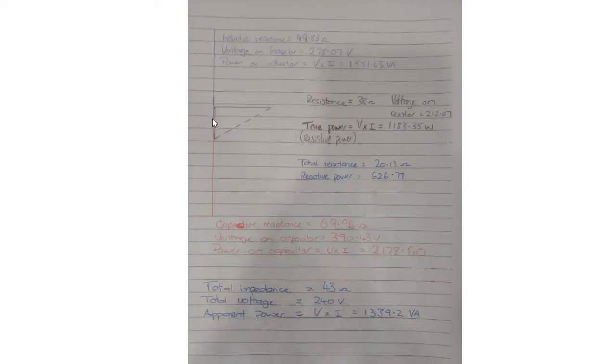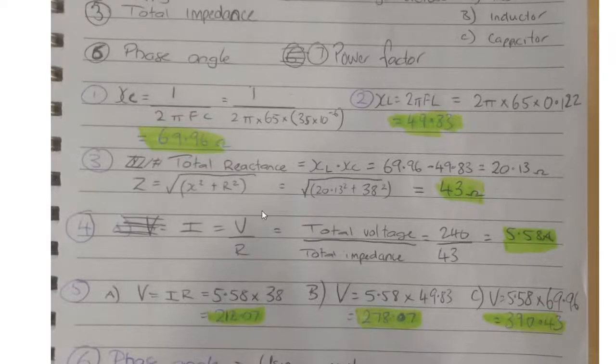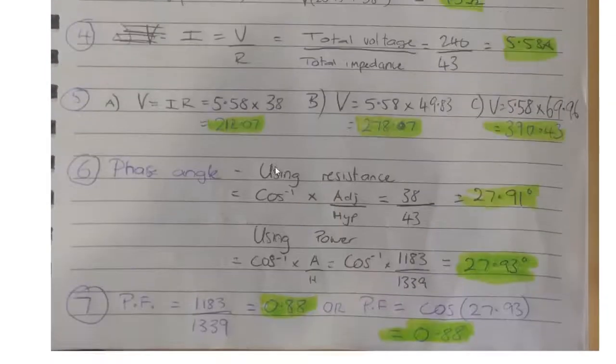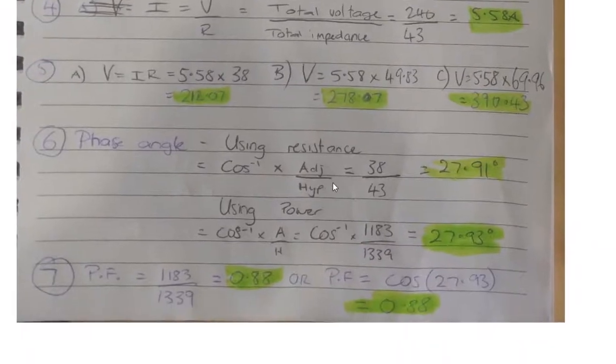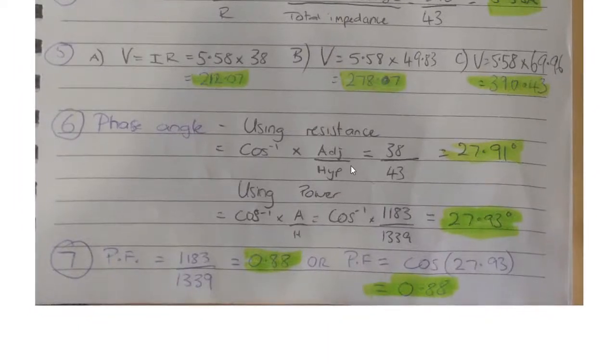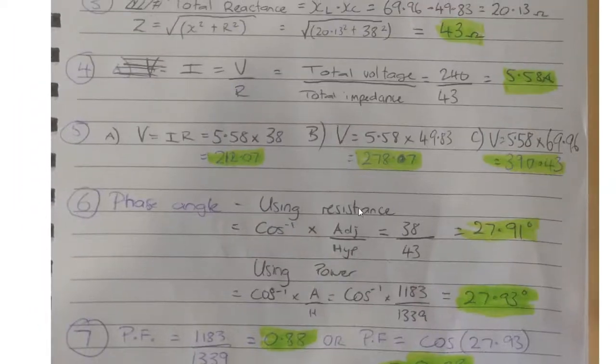But if I plotted all those values for power and drew the triangle, it was the same, because all of those values are related to each other. So I could use any of those values to work out what my power factor is. I've gone with a couple here. Let me back down to question 7. What I'm using is either resistance or power.